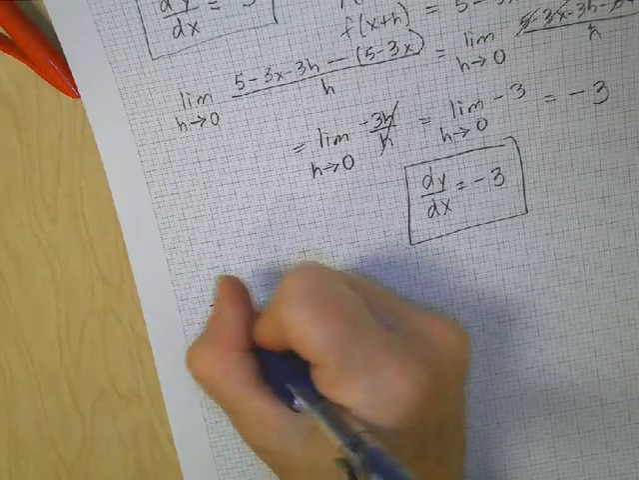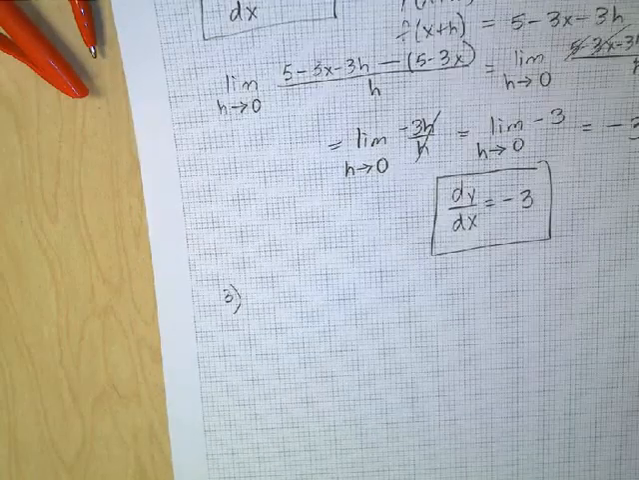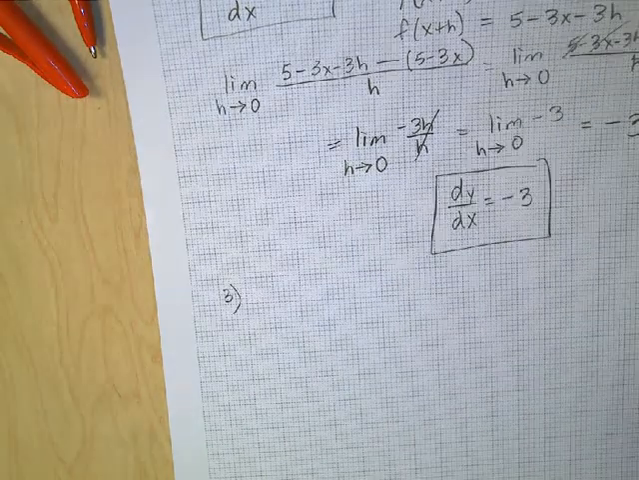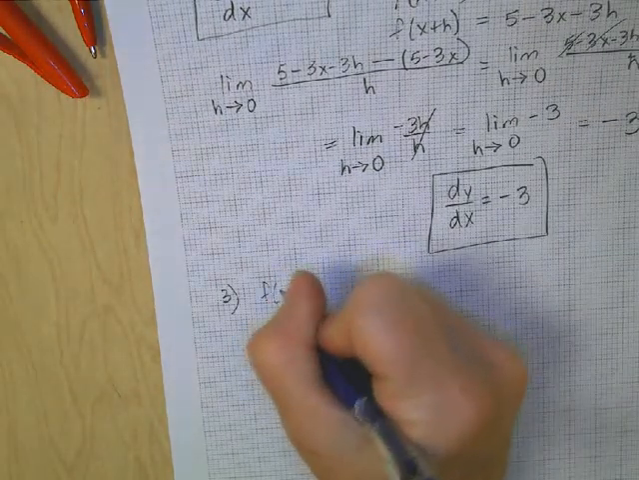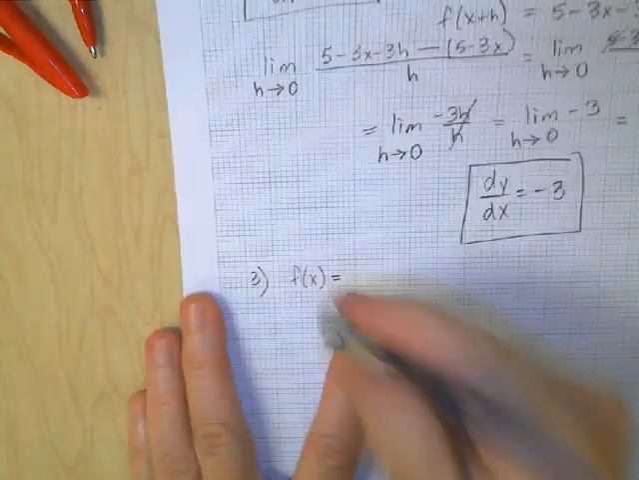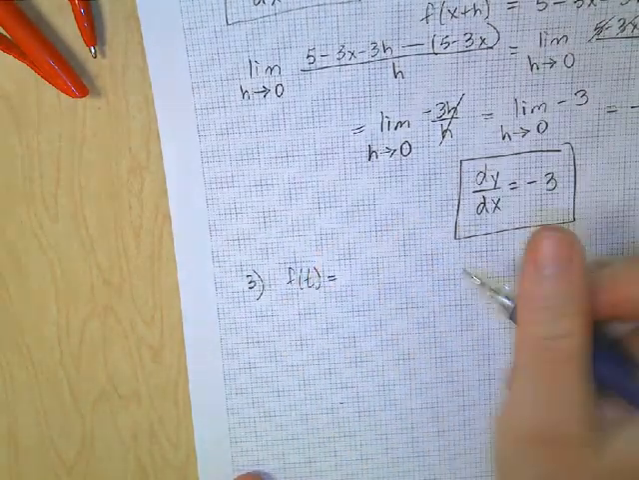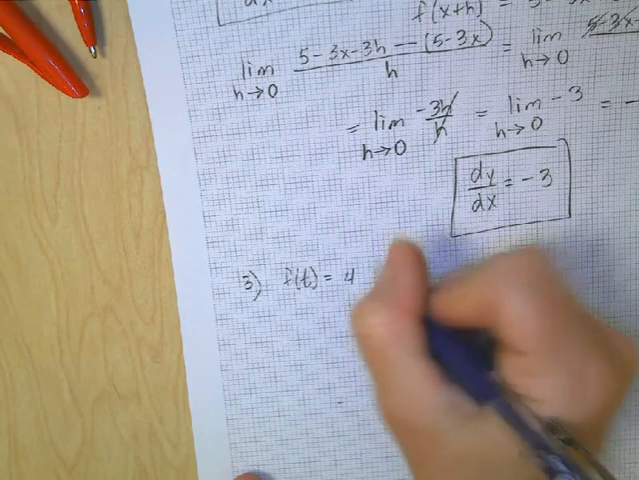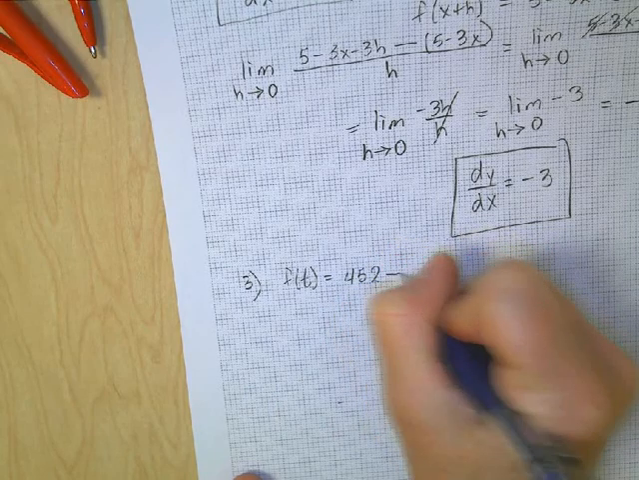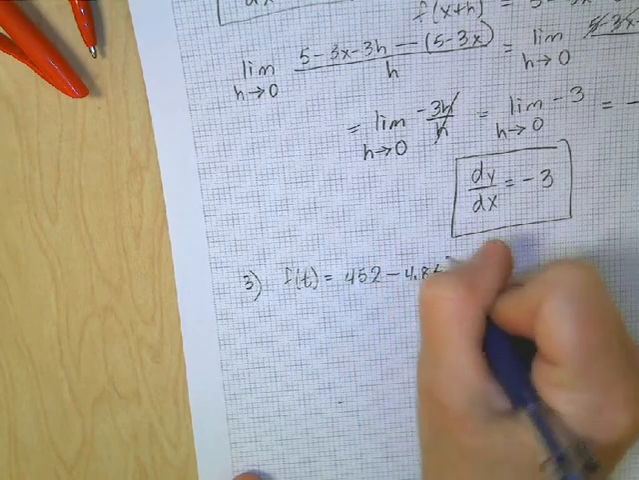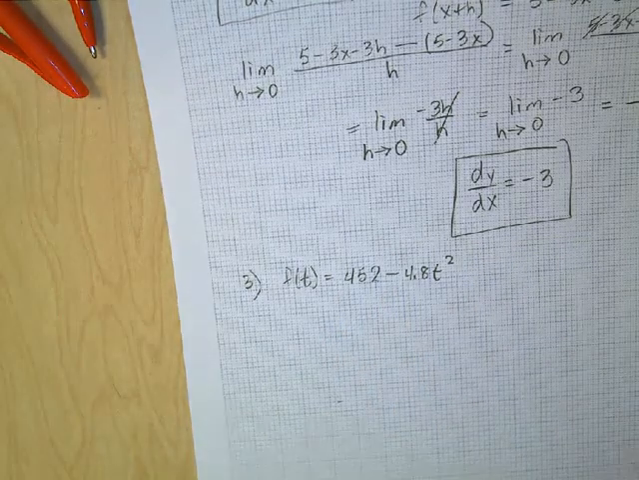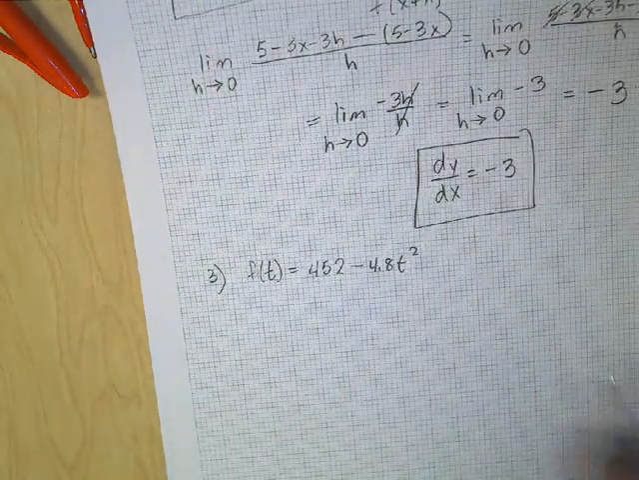Problem number 3, I can find the derivative, again, using first principles. So we're given f of t is equal to 452 minus 4.8 t squared. Different variables, but that's okay. t is just the same as x, except we're using a t because it's talking about time. The 4.8 would be meters per second squared. This is the acceleration of gravity.